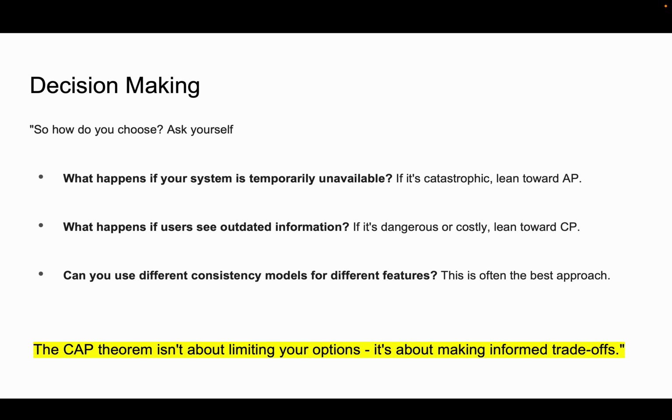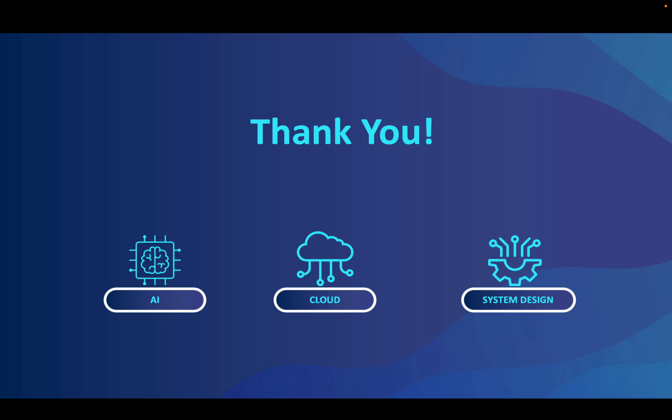So the CAP theorem is not about limiting your options. It's about making informed trade-offs. Right? The CAP theorem teaches us that in distributed systems, perfection is impossible, but understanding trade-offs is everything. Every time you use Netflix, order from Amazon, or scroll through social media, you are experiencing these trade-offs in action. So next time you are designing a system, remember, you can't have it all, but you can choose wisely. So that's all on the CAP theorem.